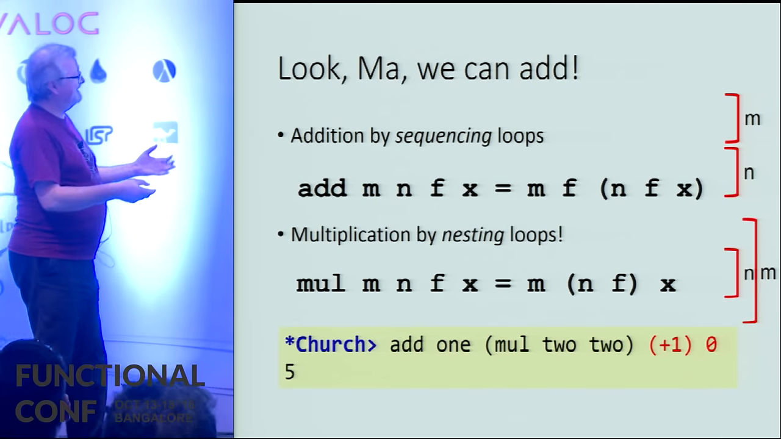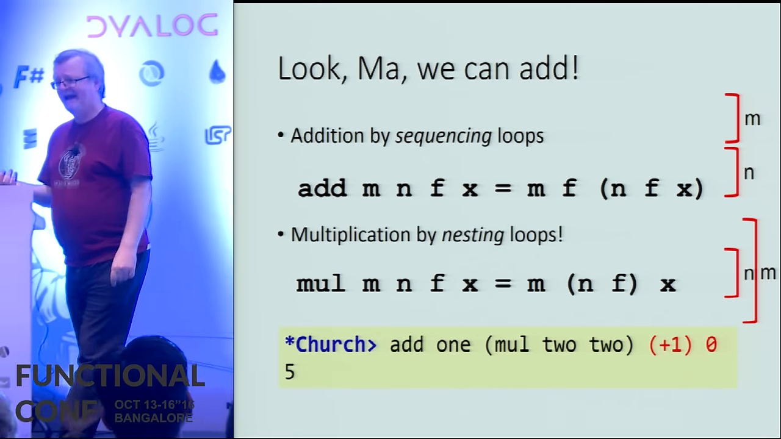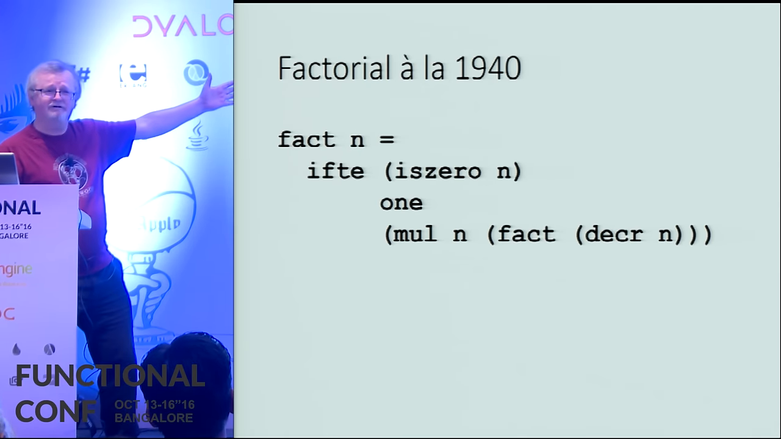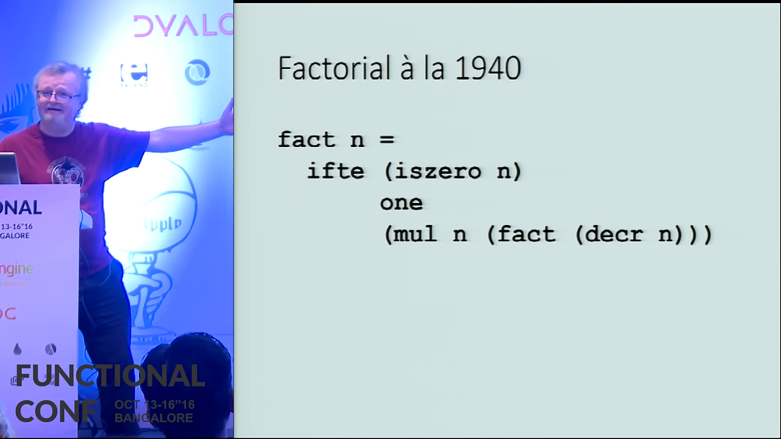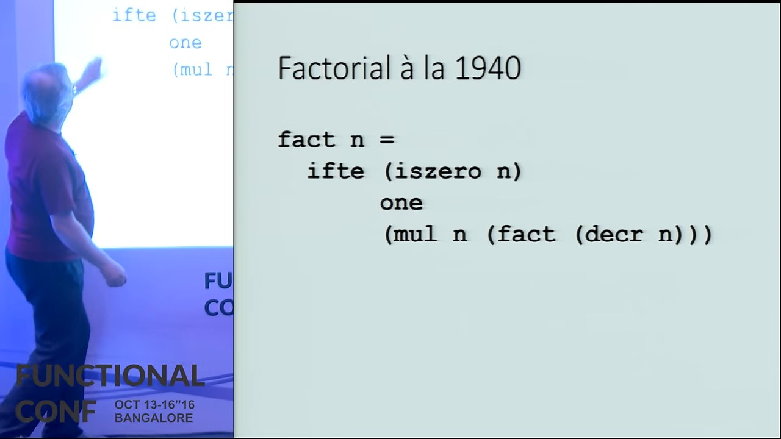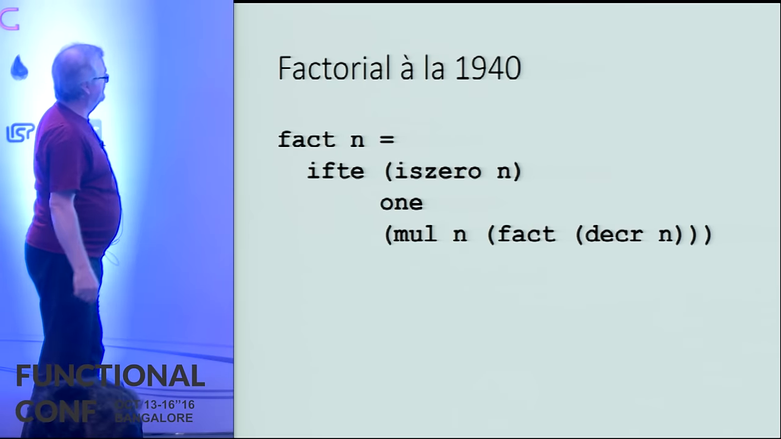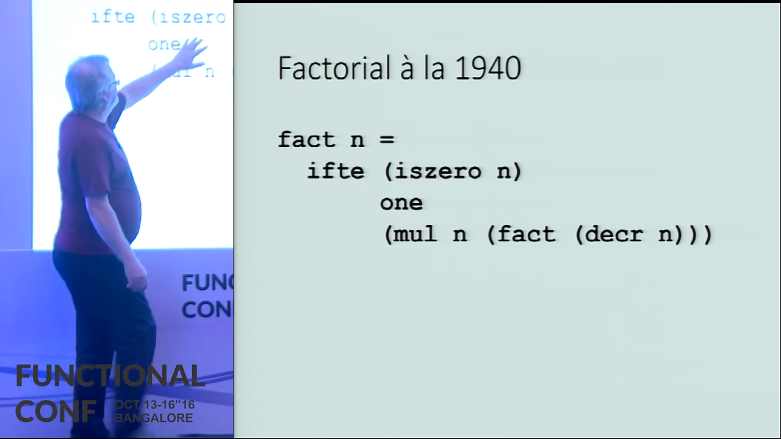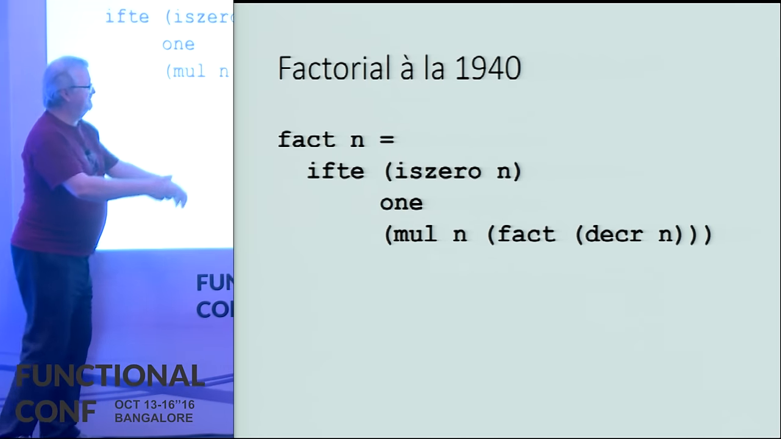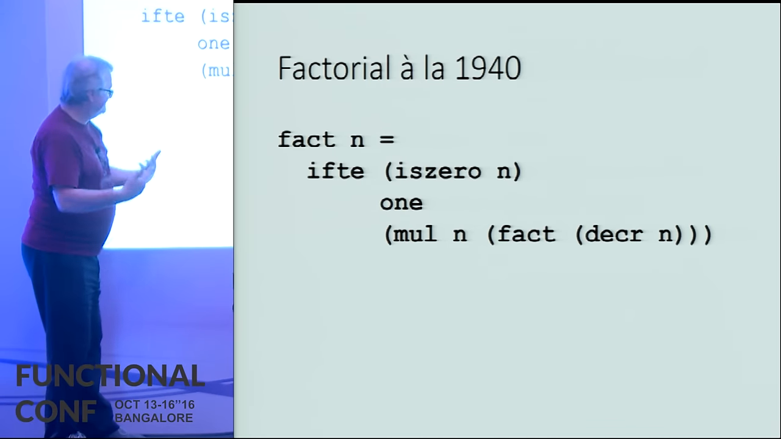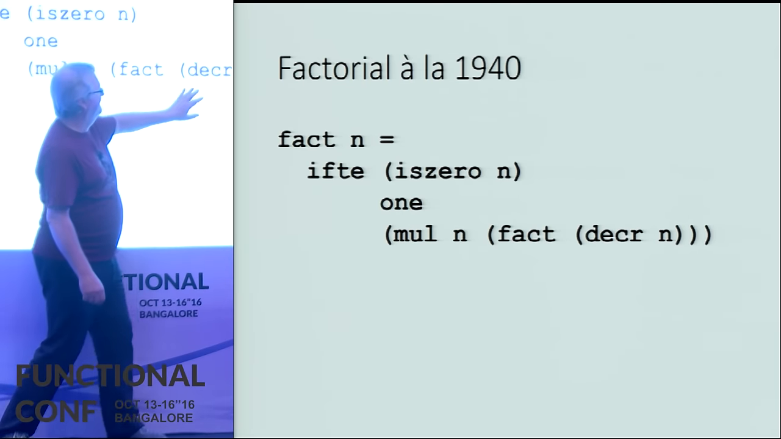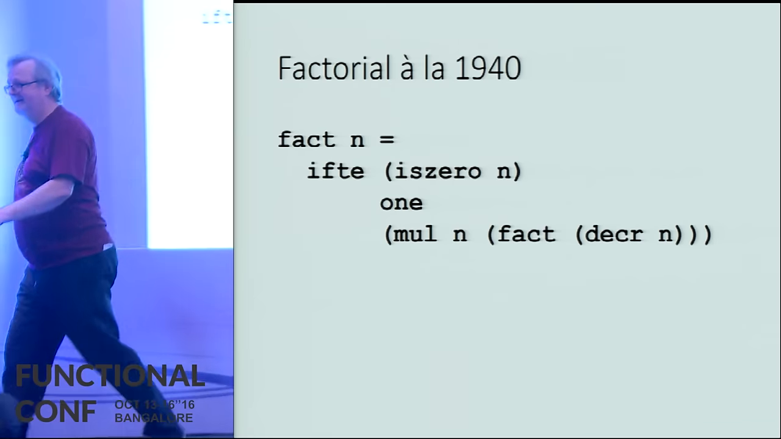Well now, there was a time when every talk on functional programming had to include the factorial function. Here it is. Here is the factorial function, a la 1940. Okay, so factorial n is, here's my if then else. So that's my using functions to model Booleans. And if n is 0, then I'm going to return that function I called 1. Otherwise, I'm using my arithmetic implemented by functions to multiply n by recursive call of factorial with decrement n.